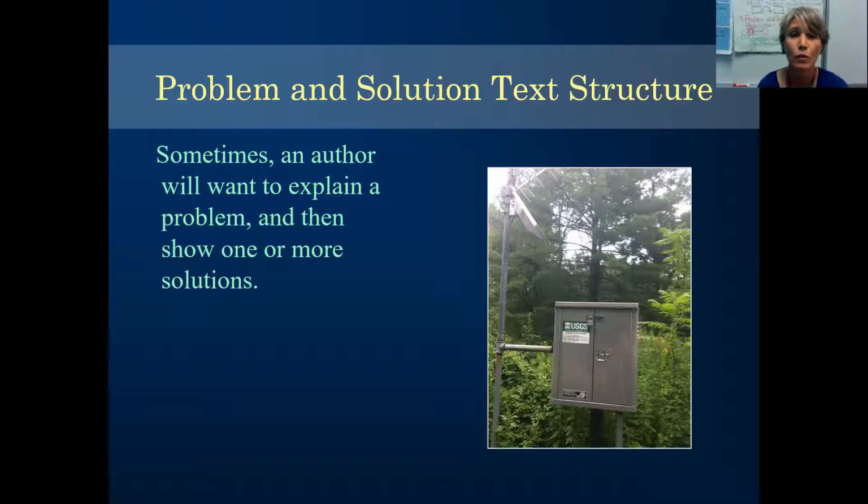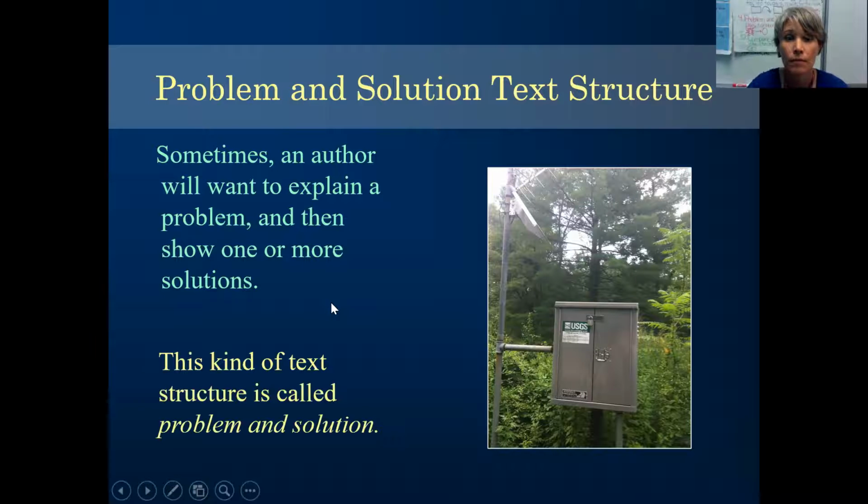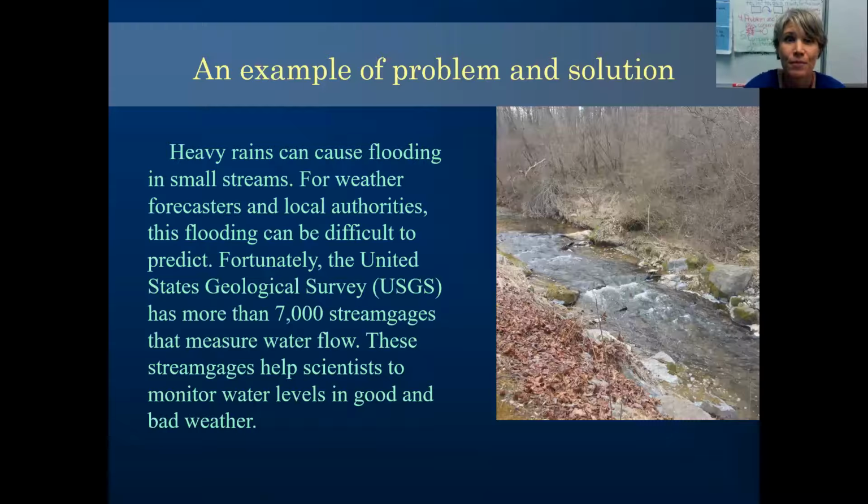Sometimes an author will want to explain a problem and then show one or more solutions. This kind of text structure is called problem and solution. An example of problem and solution.